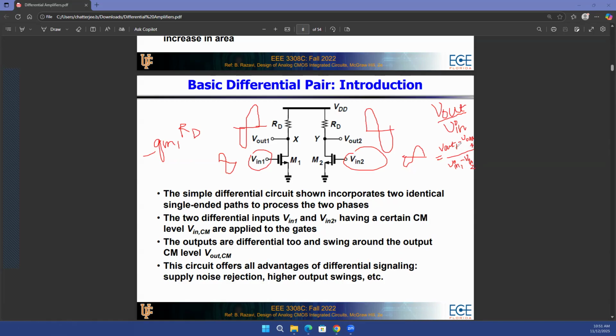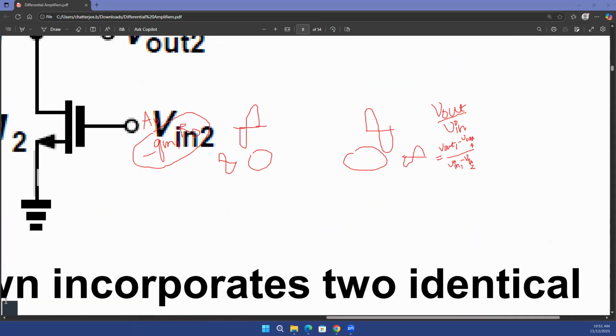Now, you know V out 1 is going to be this gain. So whatever gain that is, let's call that AV. So V out 1 is going to be AV times V in 1. And V out 2 is going to be AV times V in 2. Right? Let's see if I can zoom in and write that down better. So V out over V in, let me clear this first.